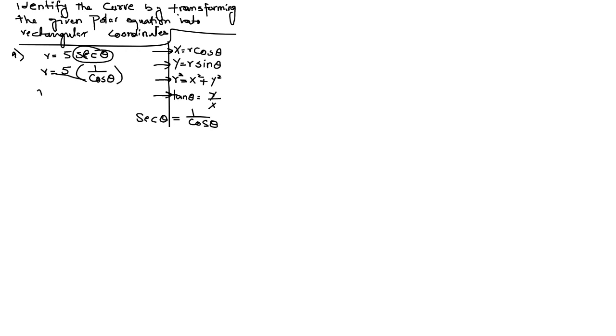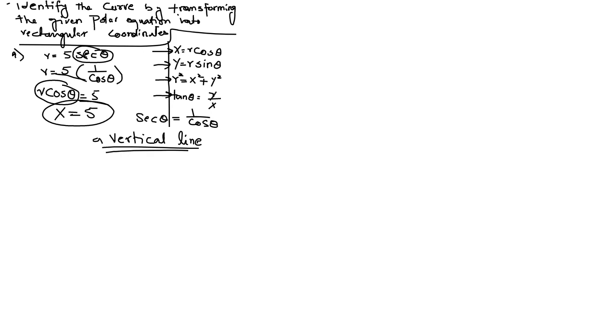So cosine of theta multiplied by r gives r cosine of theta is equal to 5. Now, by using these formulas, r cosine of theta is equal to what? x. So x is equal to 5. This equation represents the equation of a line, a vertical line. Is this clear? The first one.